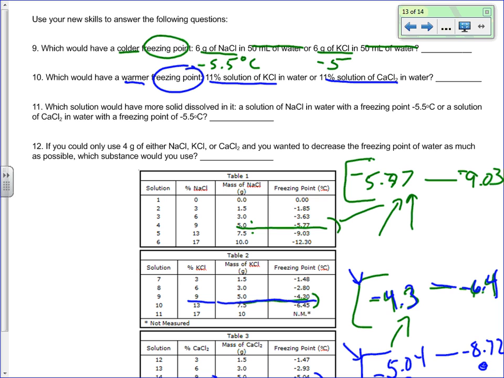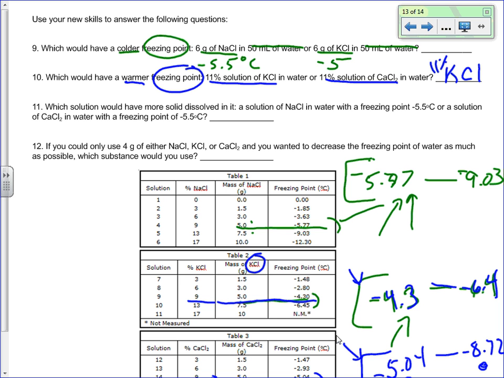And now we have to look back at the question. Are we looking for the colder one or the warmer one? We're looking for the warmer one, which means that it's got to be the KCl one, not the CaCl2. So our answer here should be the 11% KCl.